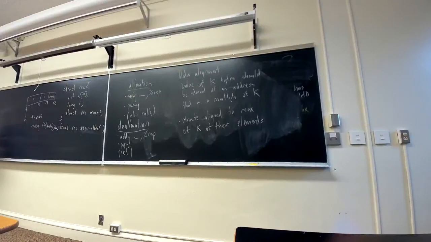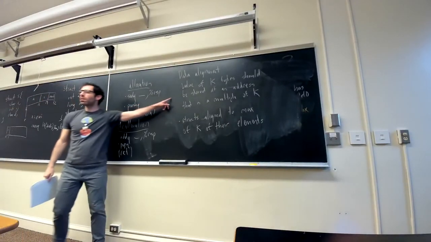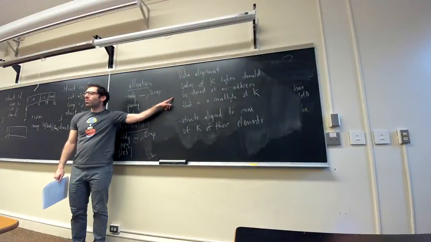For example, if I come up with this struct that has a character, an int, and a character, and I look at how that is laid out, my character C takes up 1 byte. If I put I starting right here, is that going to follow my alignment rule? Why not?